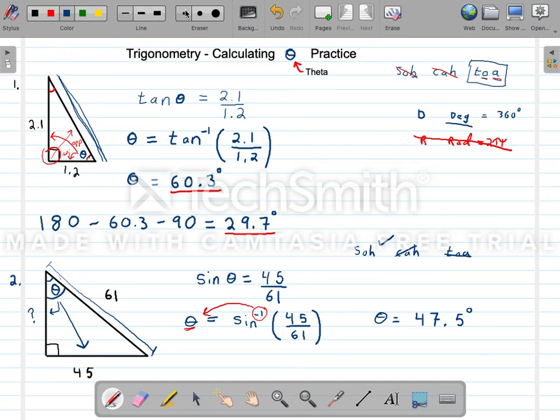Okay? So that means this angle here, we calculated this angle. I'm just going to erase all this. We calculated this angle here to be, this was our theta, and we calculated it to be 47.5 degrees, okay? We calculated that angle, and now we know what that angle is.